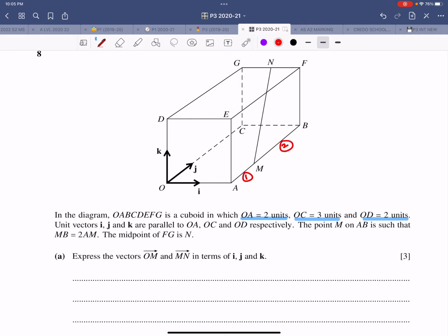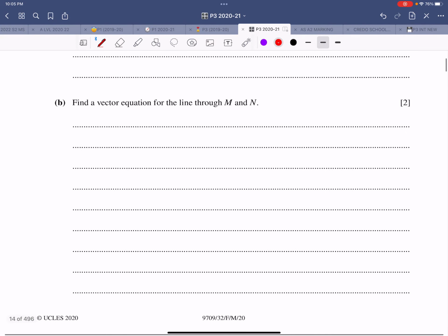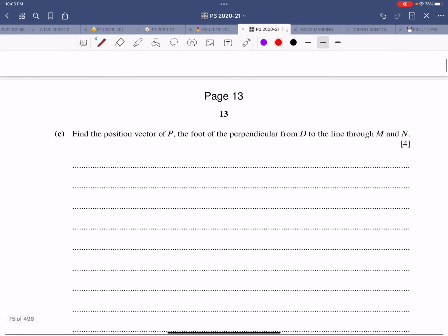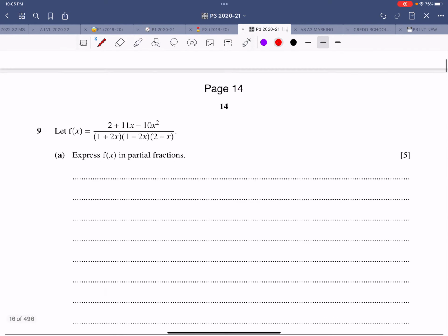The midpoint of FG is N. So basically this is 1 unit, this is 1 unit. Let's first get rid of all these things. Express the vectors such and such. Find a vector equation of the line passing through M and N. Find the position vector of the foot of the perpendicular. Okay, it's a wholesome question.